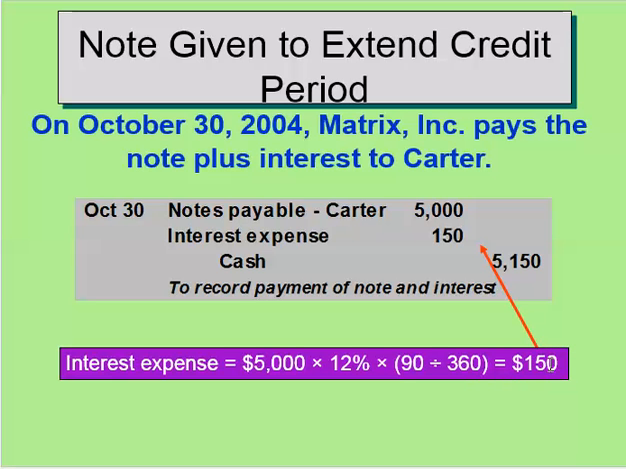So when they actually go to pay that, they're not going to pay the $5,000 that they borrowed. They're going to pay $5,150, which is the principal plus interest. So we'll credit cash for $5,150. We're going to debit the note payable for $5,000. That has the effect of removing that from our books. Because we debit it, we're reducing it. And then we debit interest expense for $150. Debits equal credits. We look good there.